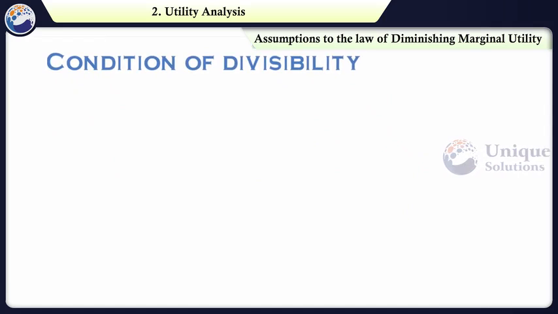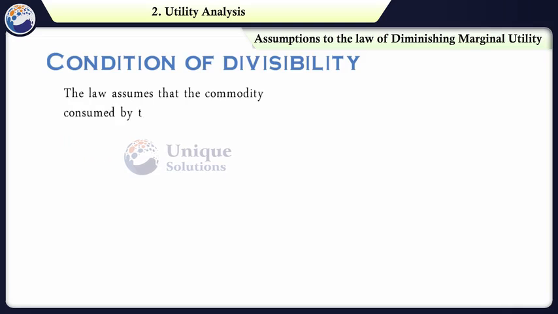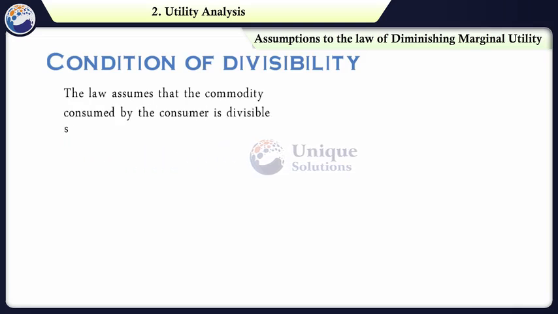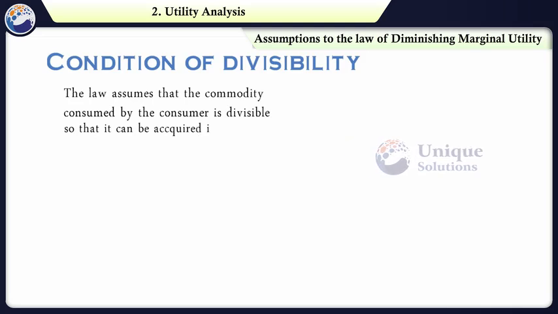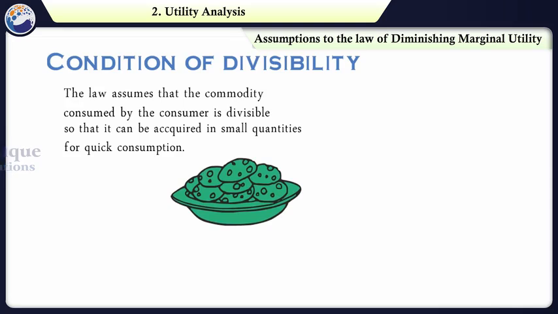Condition of divisibility. The law assumes that the commodity consumed by the consumer is divisible, so that it can be acquired in small quantities for quick consumption. This is applicable when the commodity can be consumed in parts.